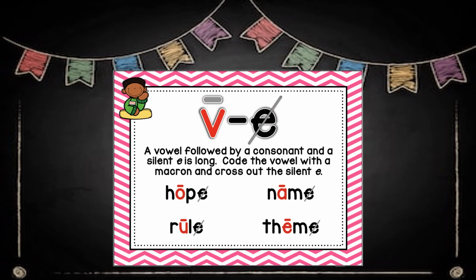We have a rule card to help us remember this new rule. This rule says that a vowel followed by a consonant and silent or sneaky E is long. We code the vowel with a macron and cross out the E. Why is the vowel long? That's right, because sneaky E sneaks up and scares it.